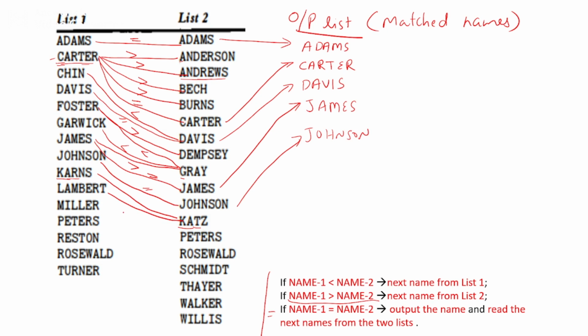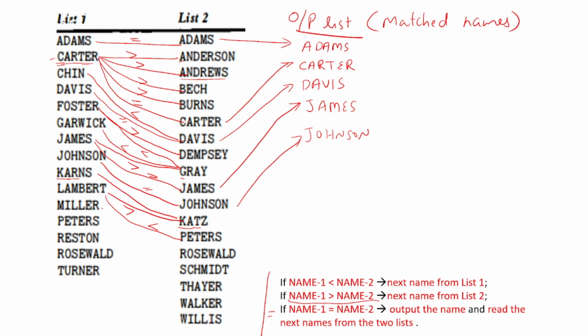Lambert and Cats. So Lambert is bigger than Cats. So what I need to do? Next name from list 2. So Lambert and Peters I need to do. So Peters is bigger than, sorry, Lambert and Peters we need to do. So obviously Peters is bigger than Lambert. So name 1 is less than name 2. So take the next name from list 1.